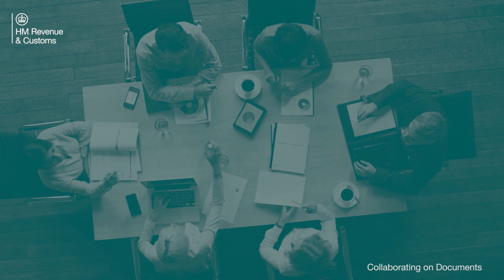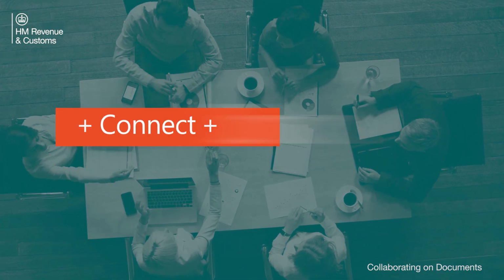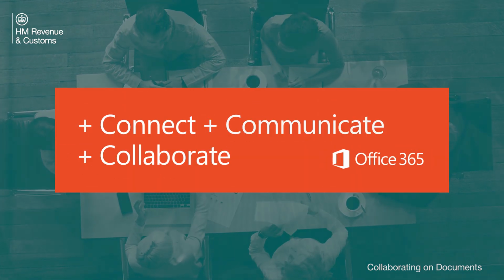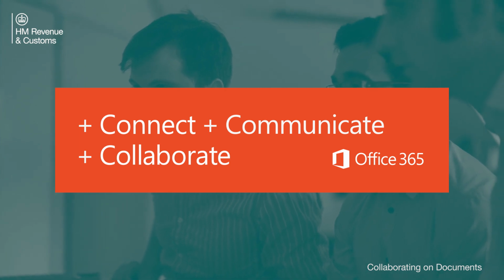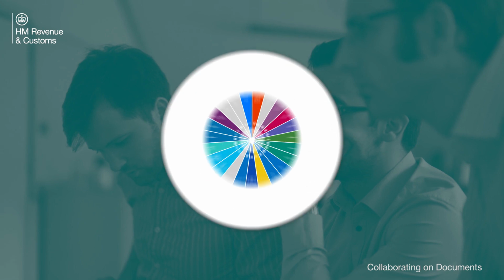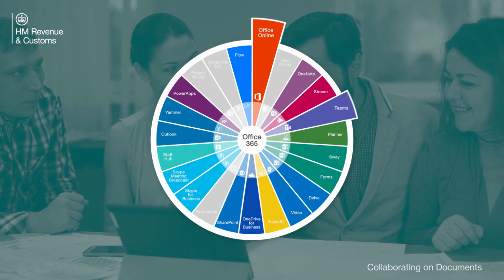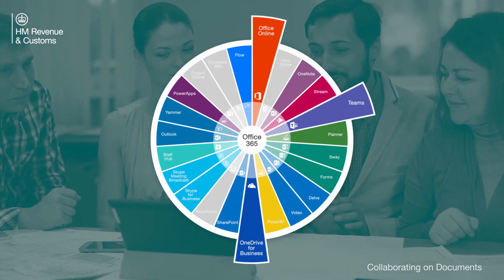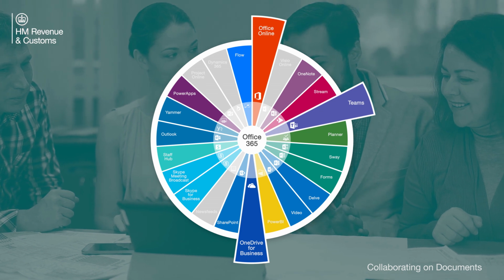At HMRC, we need to be able to connect, communicate and collaborate with the people we work with across all our locations as if they are sitting right next to us. Office 365 gives us the tools in one place for collaborating on documents at the same time.